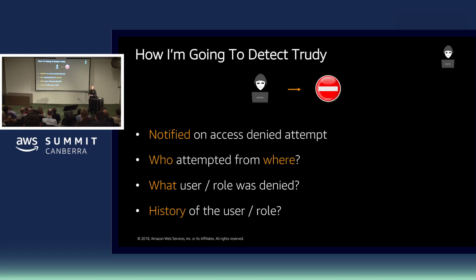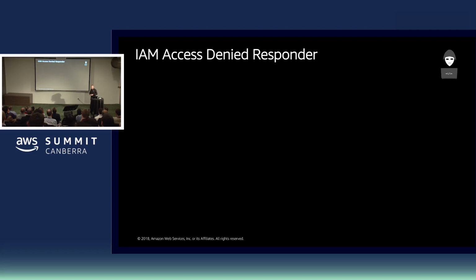We want to be notified of any access denied attempts that she's made or anyone else has made from the outside. We want to know who's attempted what and from where, and by where I mean an IP address, the user or the role that was denied, what is she or somebody else out there actually trying to use, and what the history of that user or the role has done in the past. So we can start to build up this knowledge to give some information behind a potential incident, and make a decision: is this real or is it just noise that's out there?